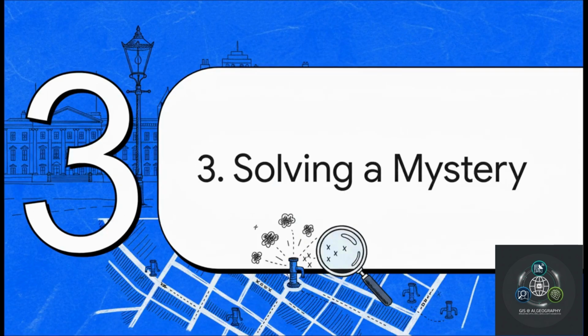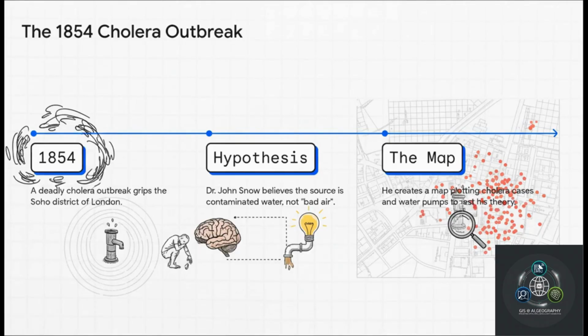What's really wild is that this super powerful idea didn't come from some Silicon Valley tech lab. Nope. It was actually born out of a terrifying crisis in 19th century London, where one doctor used the basic ideas of GIS to solve a really deadly mystery. Let's go back in time. It's 1854. London's Soho district is in the grip of a horrifying cholera outbreak. People are dying and fast.